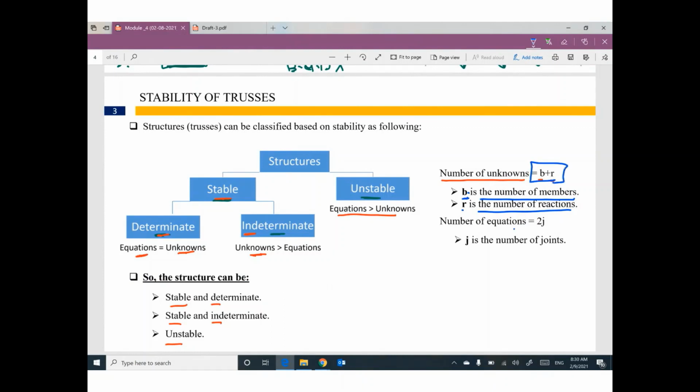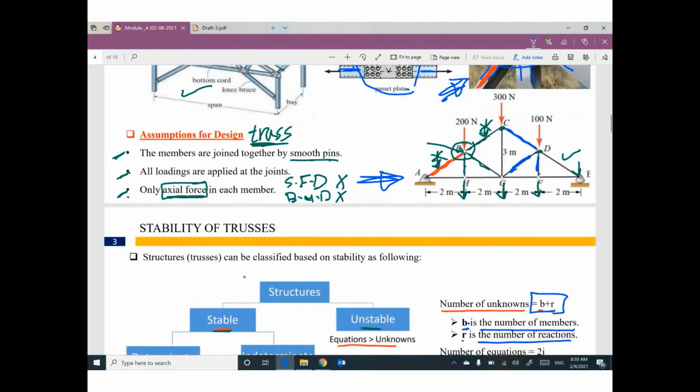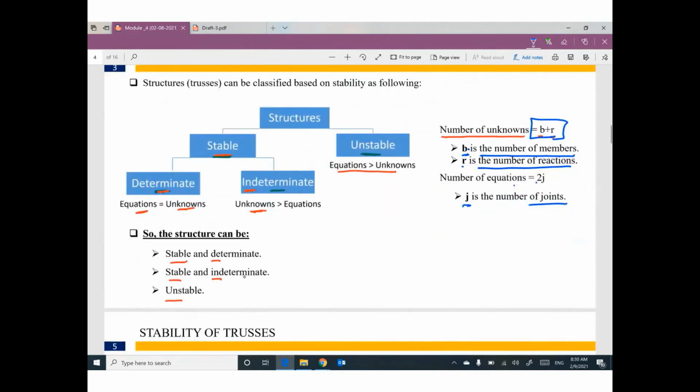Number of equations equals 2J. J is the number of joints. As I told you before, these members are connected together at this joint. Can you count how many joints you have? How many joints is J? So the number of equations will be 2J.